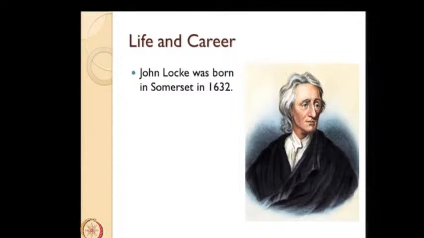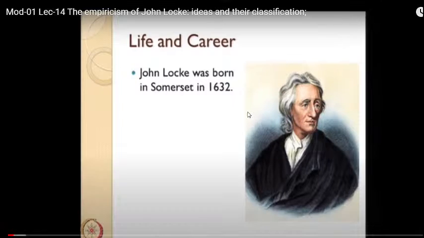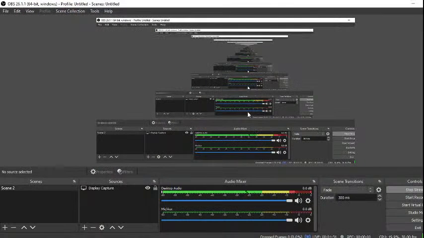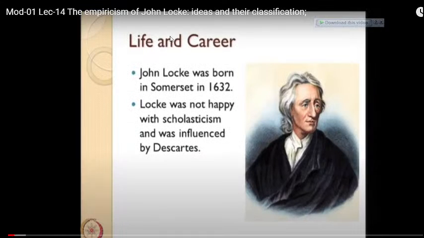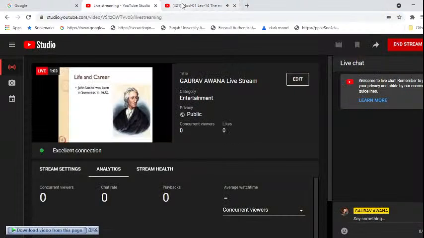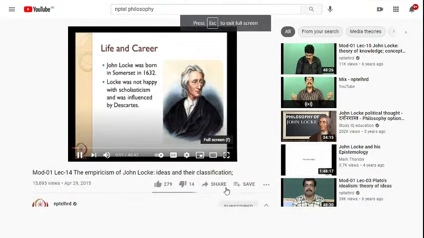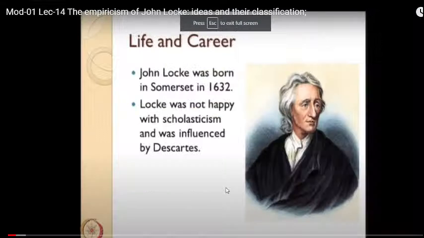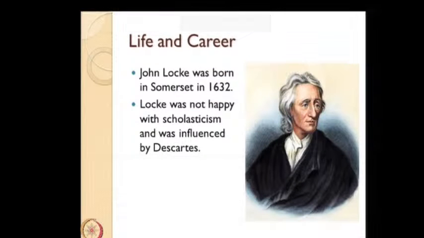Before we enter into the topics which we are going to cover in this lecture, let us have a brief look at the life and career of this great modern philosopher. He was born in Somerset in 1632, and like many of his predecessors, John Locke had a traditional education, but he was unhappy with scholasticism and was influenced by Descartes, like many other modern philosophers who follow Descartes.